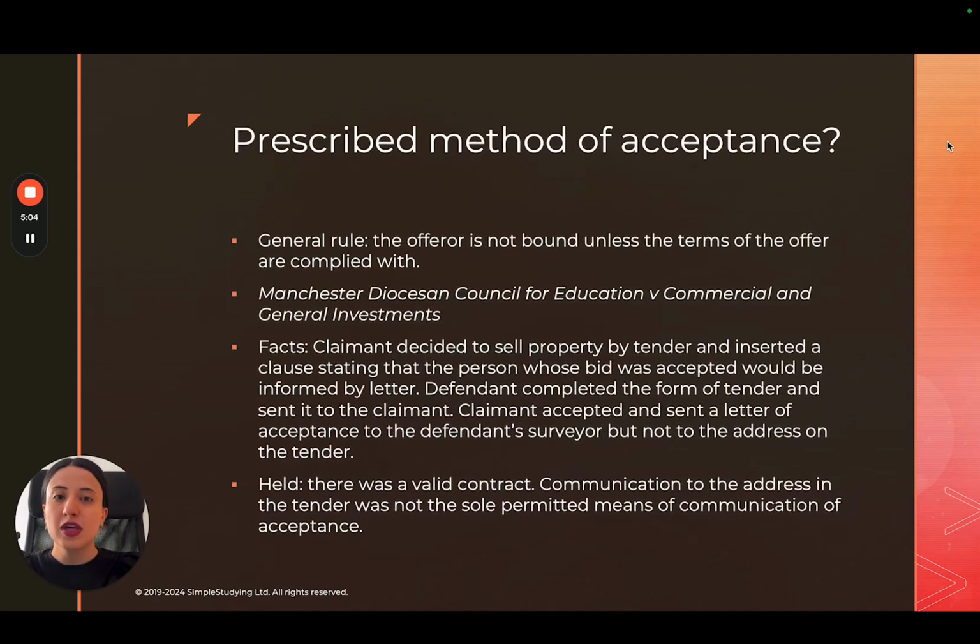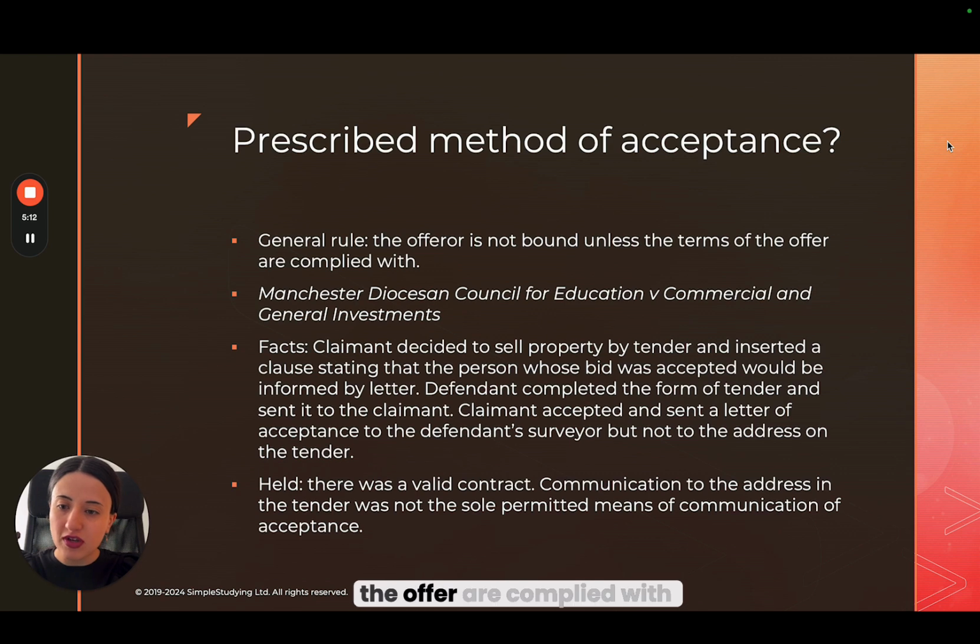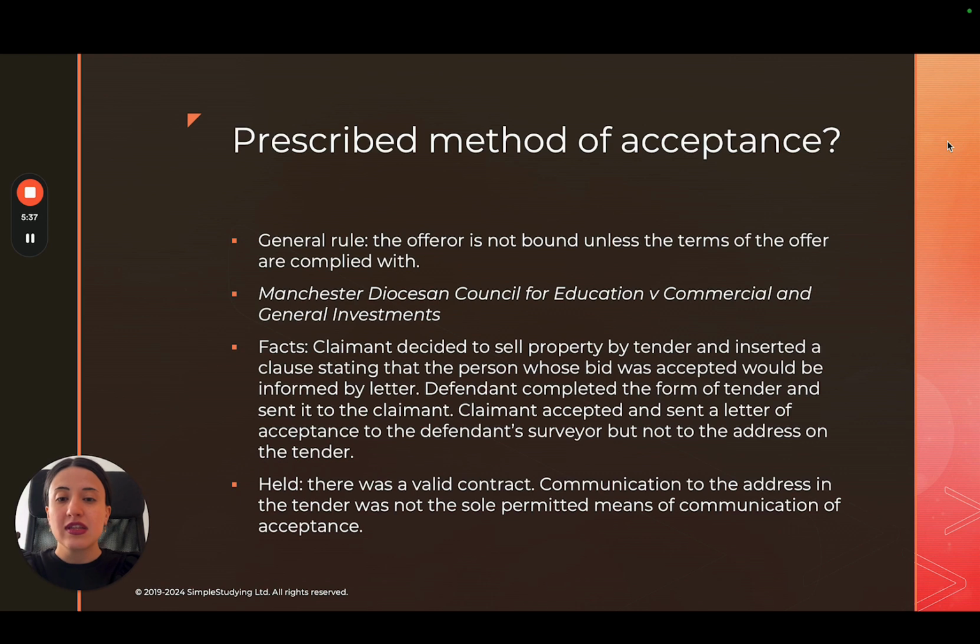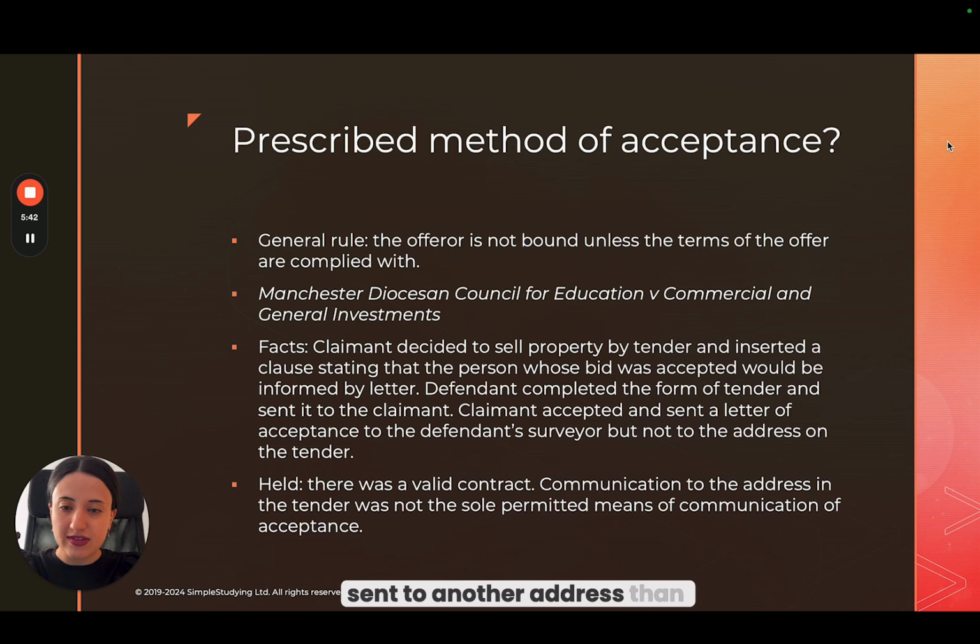Prescribed method of acceptance. What does it mean? The general rule is that the offeror is not bound unless the terms of the offer are complied with. See the case of Manchester Diocesan Council for Education. In this case, claimant decided to sell property by tender and inserted a clause stating that the person whose bid was accepted would be informed by letter. The defendant completed the form of tender and sent it to the claimant. However, the problem was that the address was wrong. It was sent to another address than it should have been.